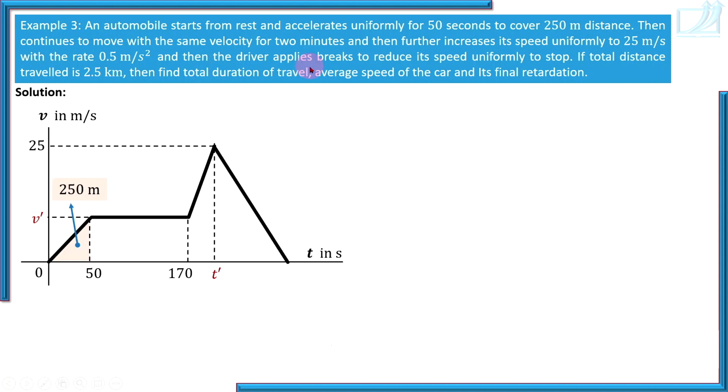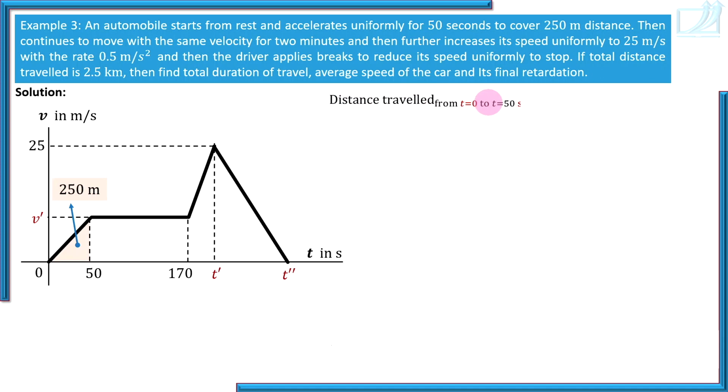Then the driver applies brakes to reduce its speed uniformly to stop. So speed reduces uniformly and it stops. What is time here? We don't know. So I have labeled it. But there is information in the problem we have not yet utilized. And what is that information? Total distance travelled is 2.5 kilometers and acceleration 0.5 meters per second squared. This accelerated motion is from 170 seconds to t dash seconds.